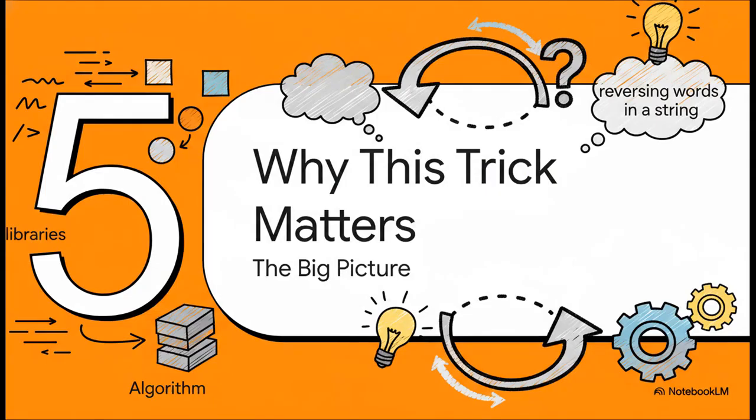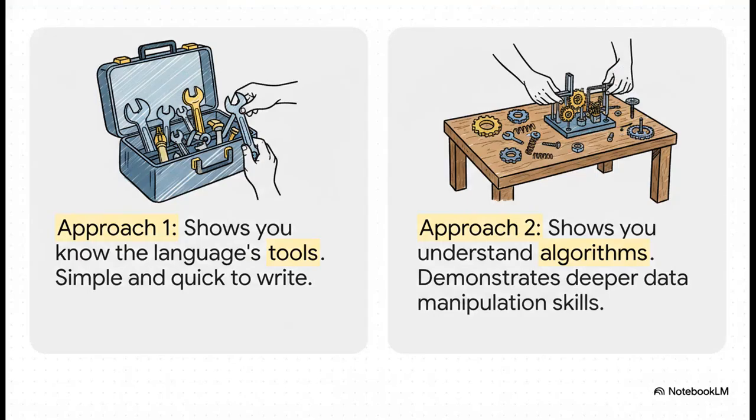All right, Section 5, why this trick matters. So we've got two solutions on the table, right? The quick and easy library method and this more complex, clever reversal trick. So why bother learning the hard one? What's the big picture takeaway here? Let's put them side by side.